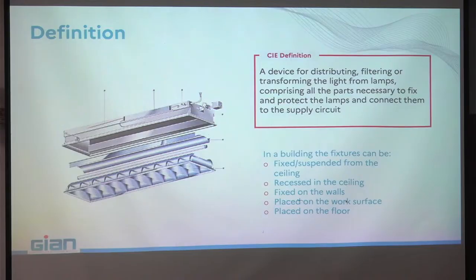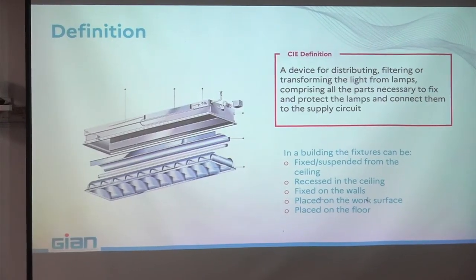There is a standardized, you see everywhere I'm speaking about standards. There is a standardized definition of the fixture, which is a device for distributing, filtering, or transforming the light from lamps, comprising all the parts necessary to fix and protect the lamps and connect them to the power supply. The fixture can contain or not the power supply. This is not a part, but contain all the other parts that are necessary to protect the lamp, to supply the lamp, and fix the fixture somewhere.